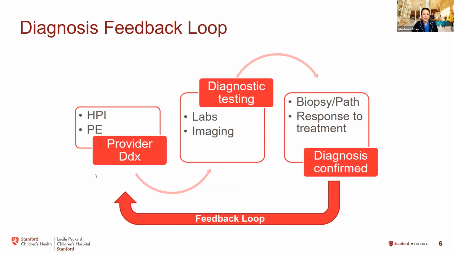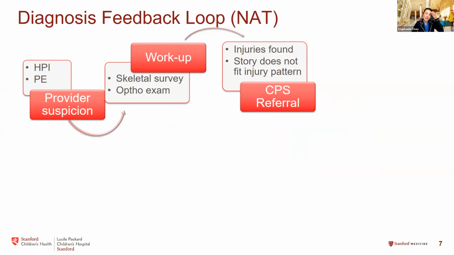With child abuse, it's a little different. A patient presents and a provider will take a history and perform a physical exam. They'll look for bruising, and then they'll perform a workup, which often includes a skeletal survey, ophthalmology exam. Certain injuries will be found. They'll find that the story doesn't fit the injury pattern, and ultimately a CPS referral is made.